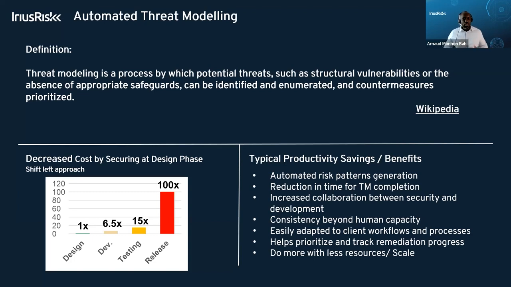Typically you need to go through different steps, remediation boards. Probably the application has already been hacked, so probably there's some cost associated to you being hacked, and so on. So the best practice is actually to have a look at your design and try to find out the design flaws there. So what automated threat modeling brings you is that it helps you to automate the risk and the threat finding process. So we can automatically generate some risk patterns.